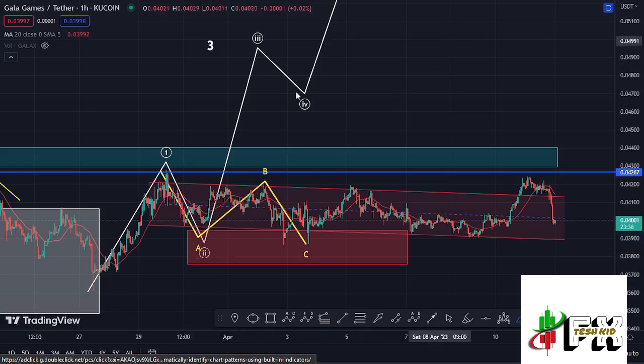And all this is playing out after we fully peaked in the formation of that first wave in a move that gave us a high at around the $0.04267 mark. And now my primary scenario is that whatever we are seeing at the moment is the start of an impulsive wave in the formation of this wave 3.